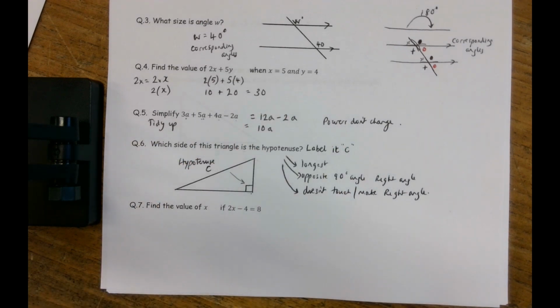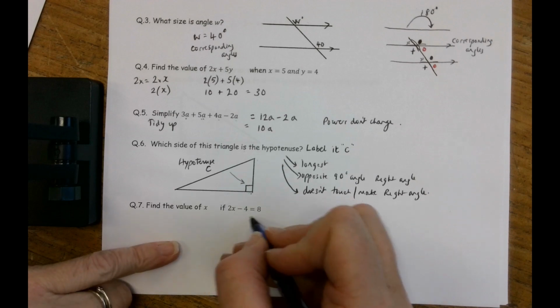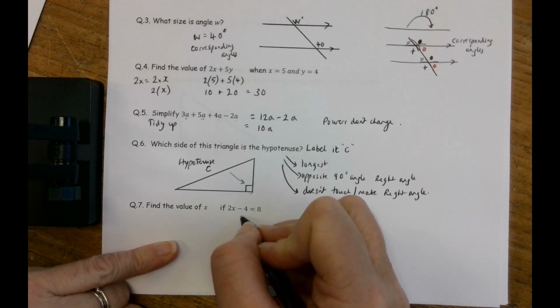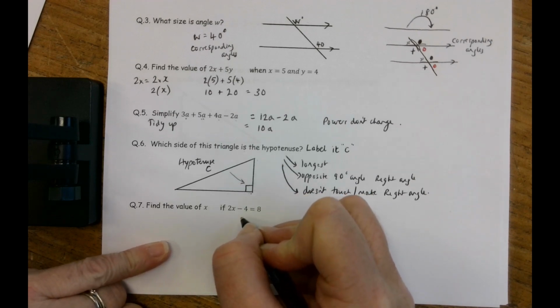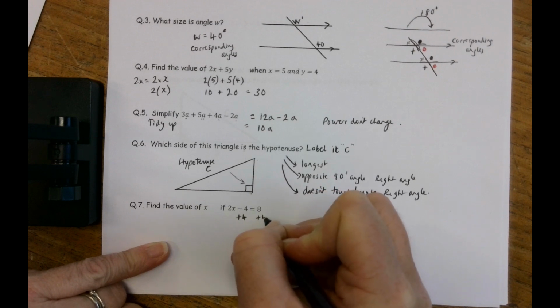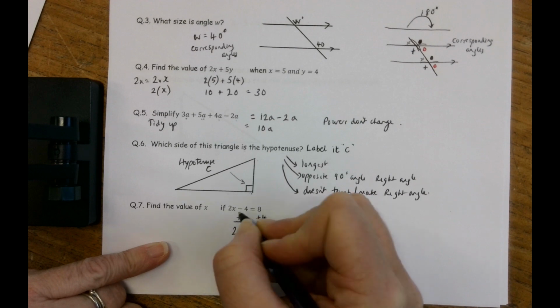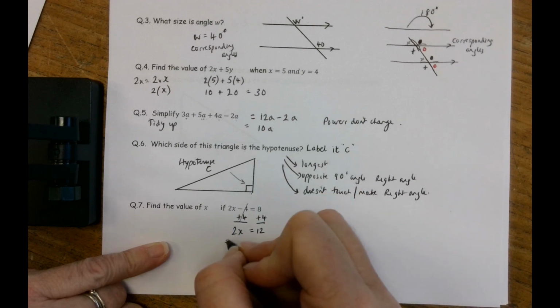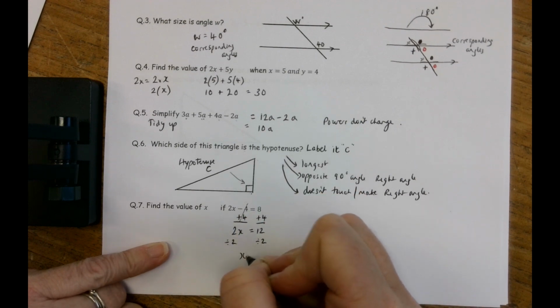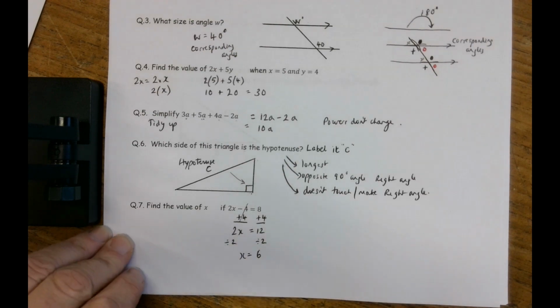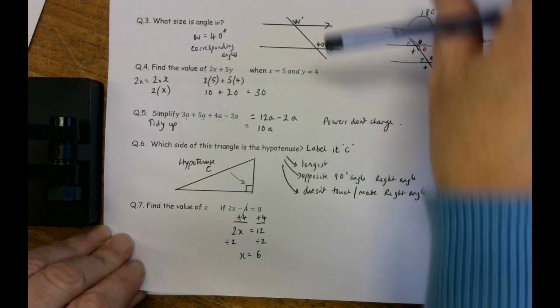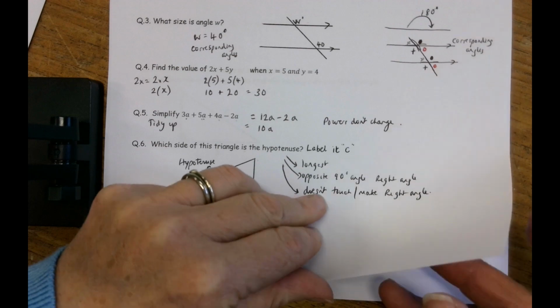Okay. Find the value of x if 2x minus 4 equals 8. So I want to get x on one side and numbers on the other. I'm going to add 4 to both sides, because then what I'm left with is 2x is equal to 12, and these go out. If 2x equals 12, then x is equal to 6. Okay, go back over that if we need to. That was the first night.